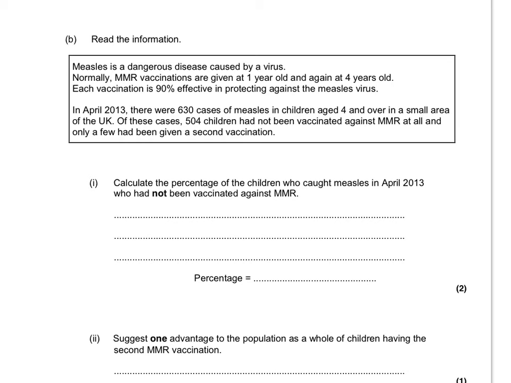Part B, for this one, you're going to have to work out a percentage, and it's asking you to calculate the percentage of children who caught measles in April 2013 who had not been vaccinated against MMR. So for this question, you've really got to pick out some of the numbers. So let me just highlight those. And to work this out, you would do 504 divided by 630 and then times the answer by 100, which would give you the answer, which is 80%.